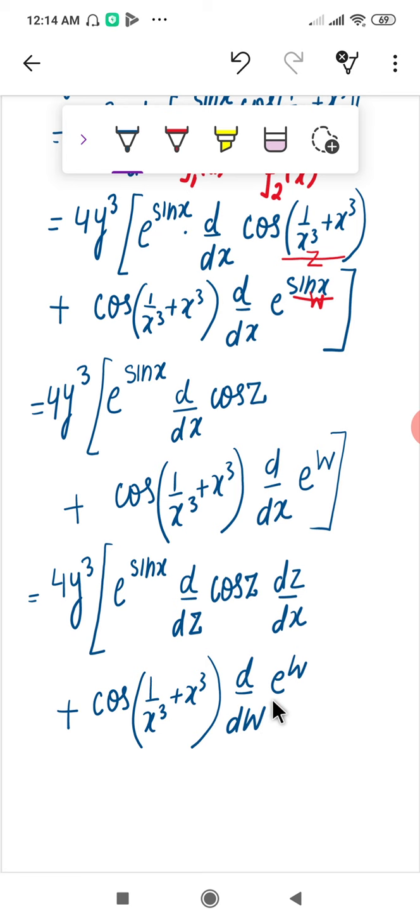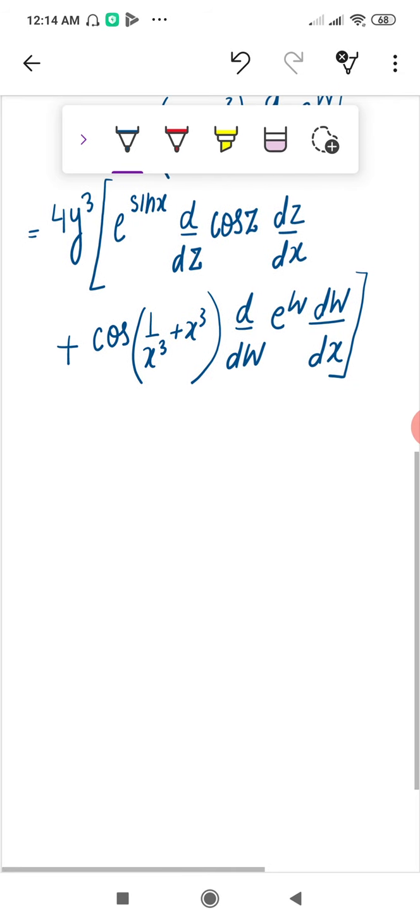D by dw of e to the power w, and the dw of numerator will go with dx. Clear? Now start writing the next step with me and keep an eye on the calculation. Keep matching your calculation with me, because anyone can make a calculation mistake in such a long expression.